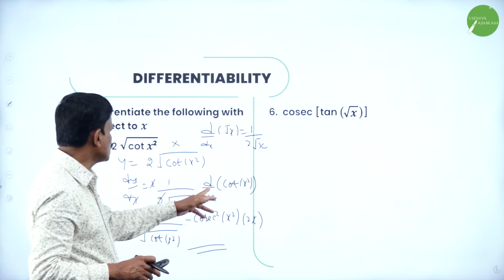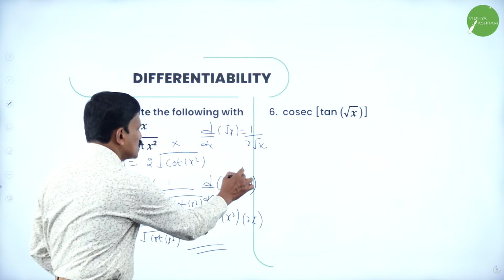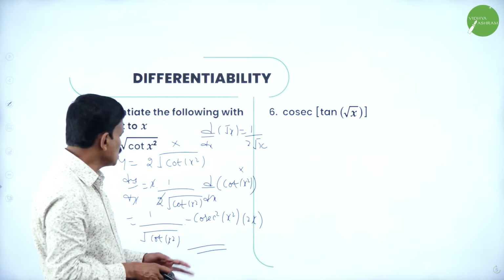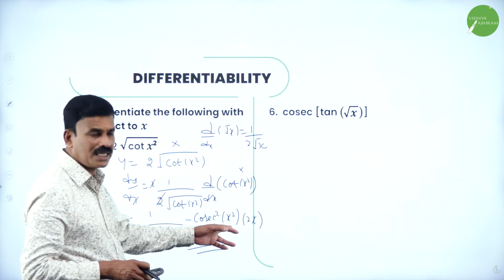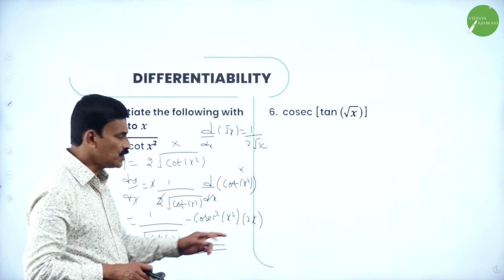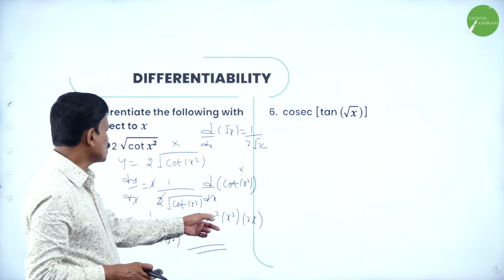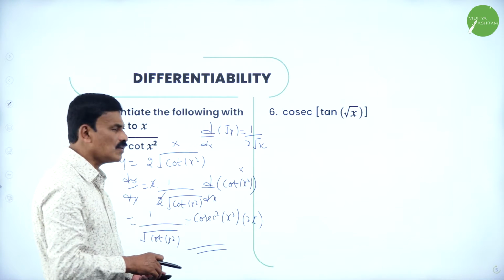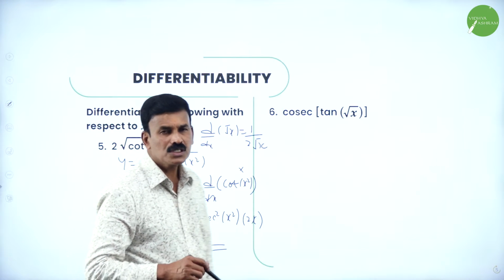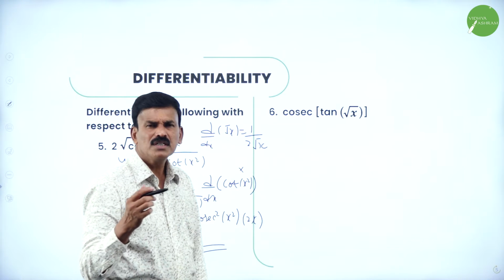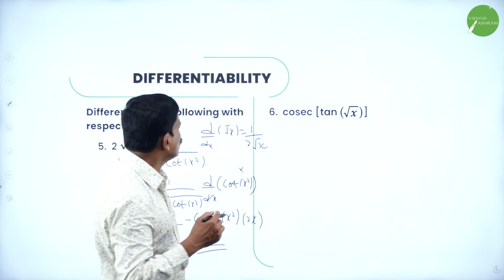This 2 and 2 gets cancelled. Again, consider this as x. Differentiation of cot x is minus cosecant square x. What is x? We have x square into d by dx of x square is 2x. So, if we multiply, minus 2x cosecant square x square divided by root of cot of x square is the derivative of this function. Okay. Now, let us come to the next problem.